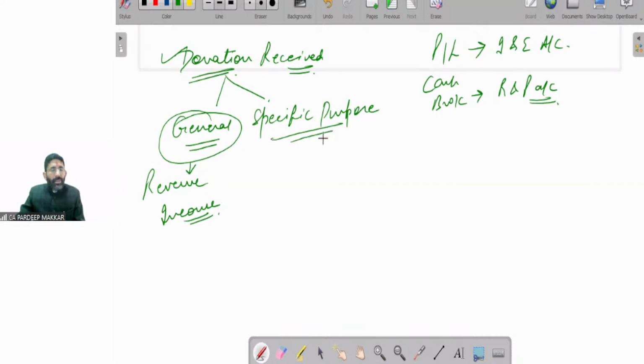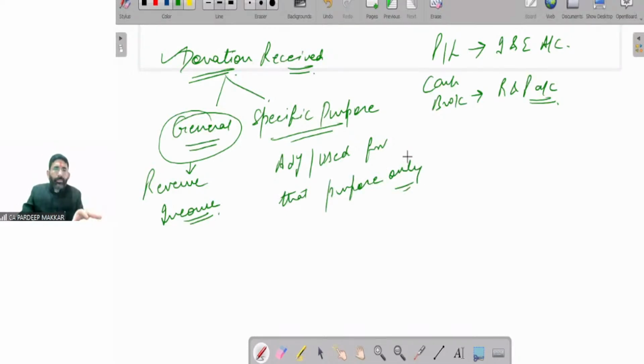But whenever we are talking about specific purpose donation, like donation received for construction of building, or for distribution of prizes, then it will be adjusted or used for that purpose only. इसको फिर हम उसी पर्पस के लिए यूज करेंगे बेटा, जिस पर्पस के लिए वो डोनेशन आपको मिली है. अगर डोनेशन आपको मिली है कि आपने कोई बिल्डिंग बनानी है, तो ये बिल्डिंग के लिए रख ली जाएगी. If it has been received for capital expenditure, then it will go to the balance sheet, liability side.